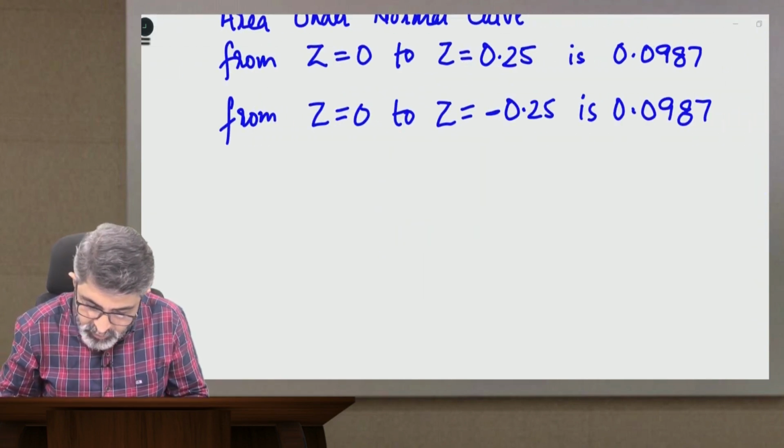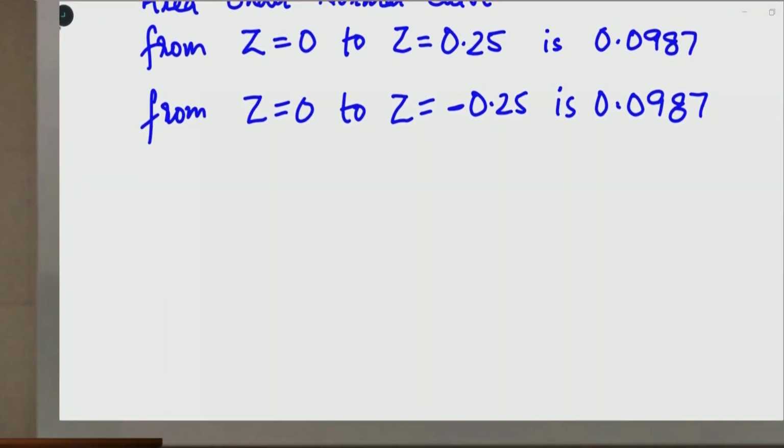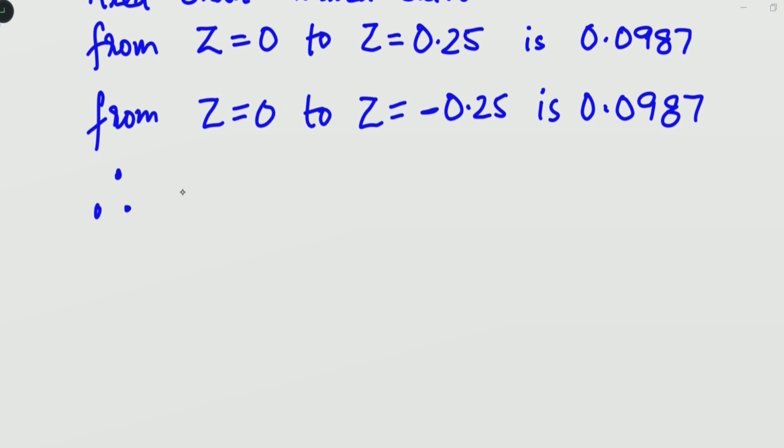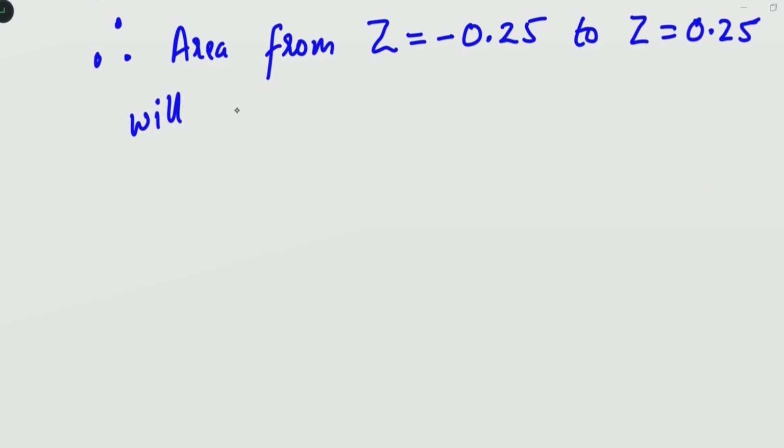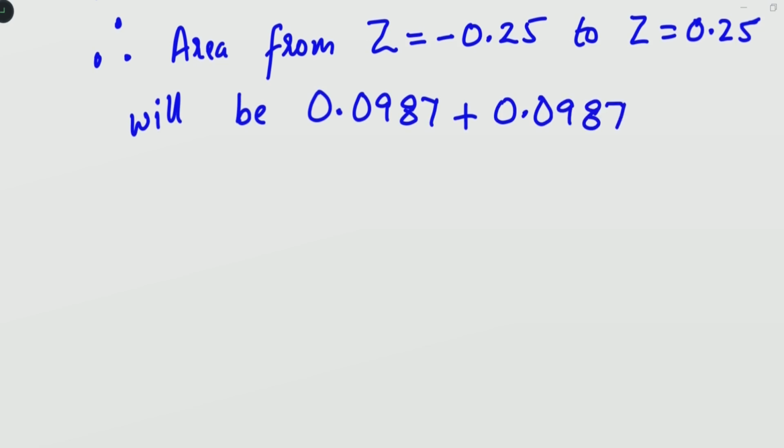So I would say, therefore, the area from z equal to negative 0.25 to z equal to positive 0.25 will be 0.0987 plus 0.0987, and that is coming to how much? 0.1974.